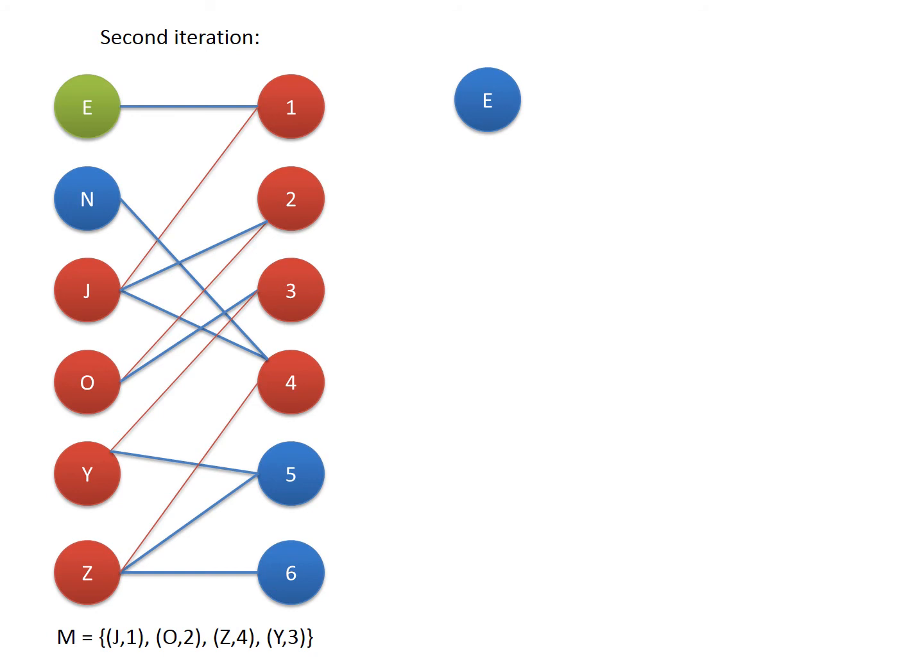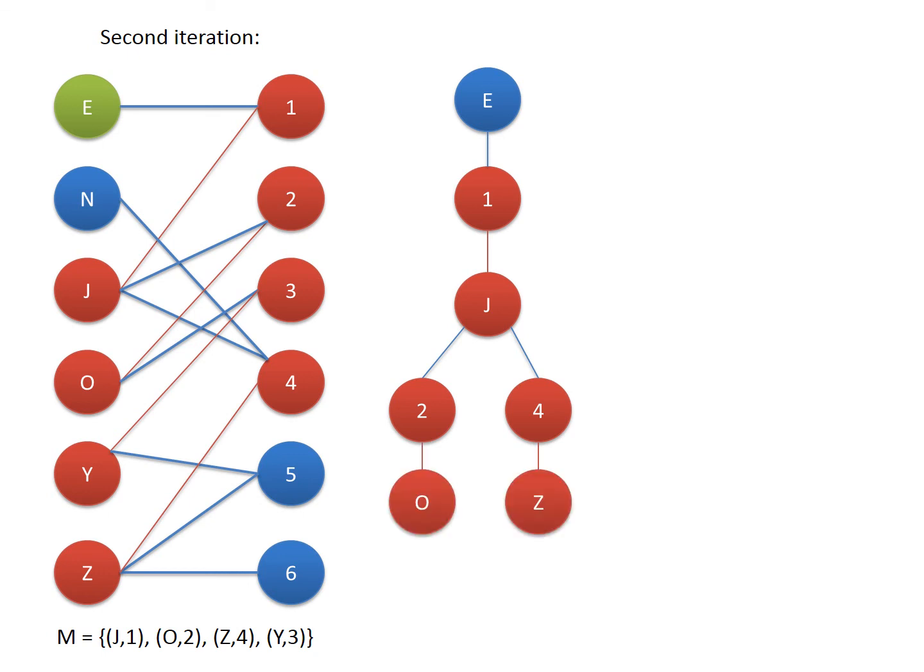As before, we run BFS picking a free vertex from the left set, in this case E. We try to link it with a free vertex from the other set using alternate edges. So, E is connected to 1 through an unmarked edge. 1 is connected to J through a marked edge. J is connected to 2 and 4. 2 is connected to O and 4 to Z. And finally Z is connected to 5 and 6. We can now stop because we found a free vertex.